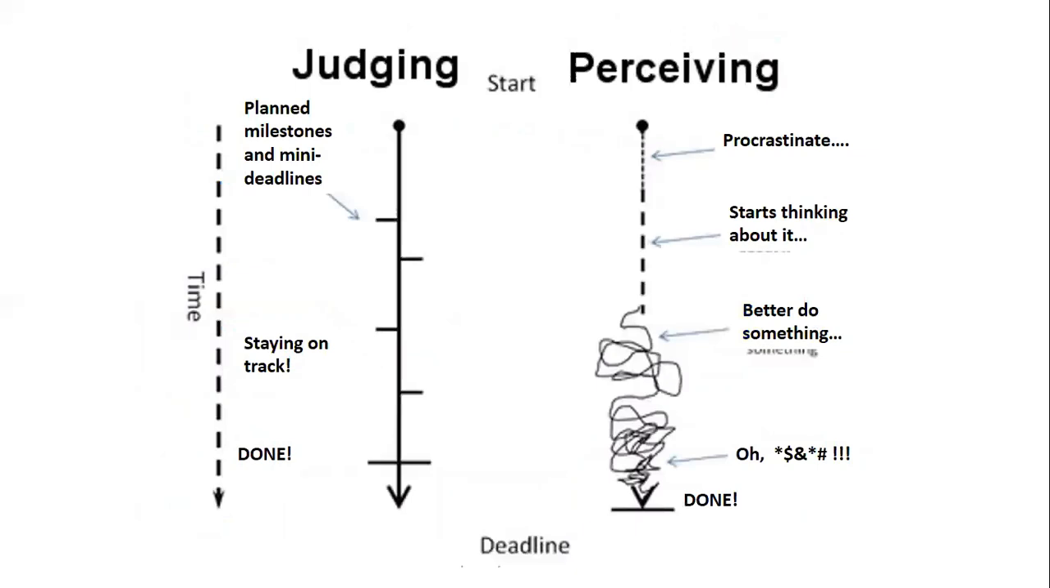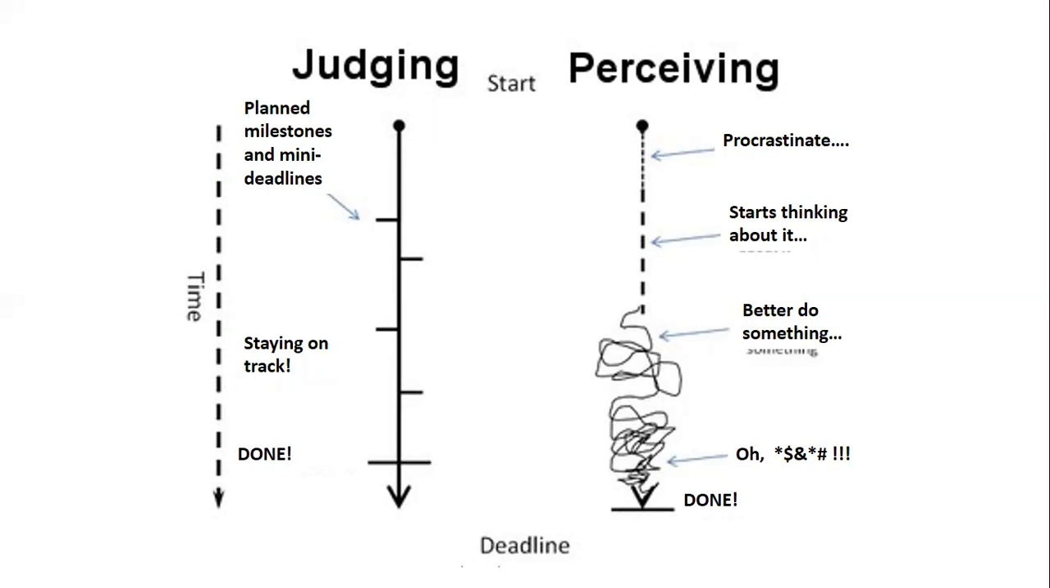Now, if you give an assignment to a judge and a perceiver, the judge will probably start planning for the deadline. He will plan certain milestones and mini deadlines. By this date I should have done my planning, and by that date I should have written the first draft and then my second draft on that date, and they stay on track and they finish in time for the deadline.